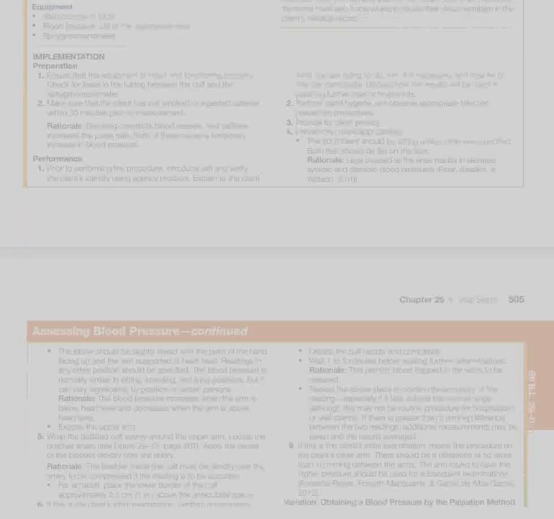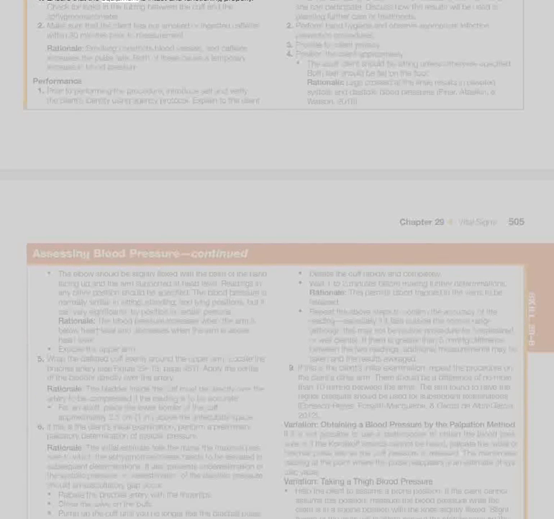Implementation, preparation: 1. Ensure that the equipment is intact and functioning properly. Check for leaks in the tubing between the cuff and the sphygmomanometer. 2. Make sure that the client has not smoked or ingested caffeine within 30 minutes prior to measurement. Rationale: smoking constricts blood vessels, and caffeine increases the pulse rate. Both of these cause a temporary increase in blood pressure.